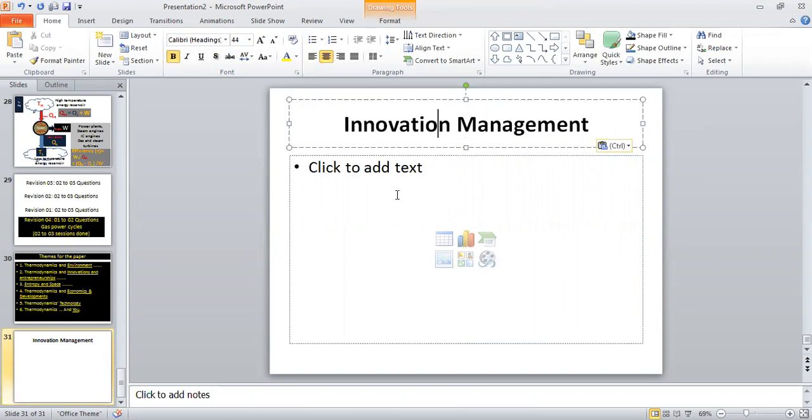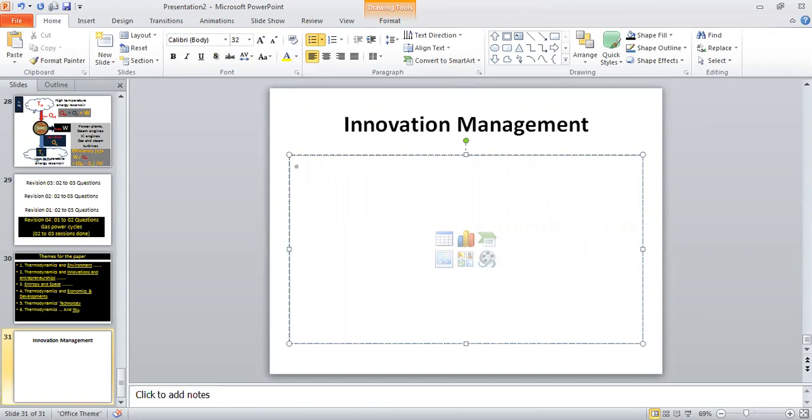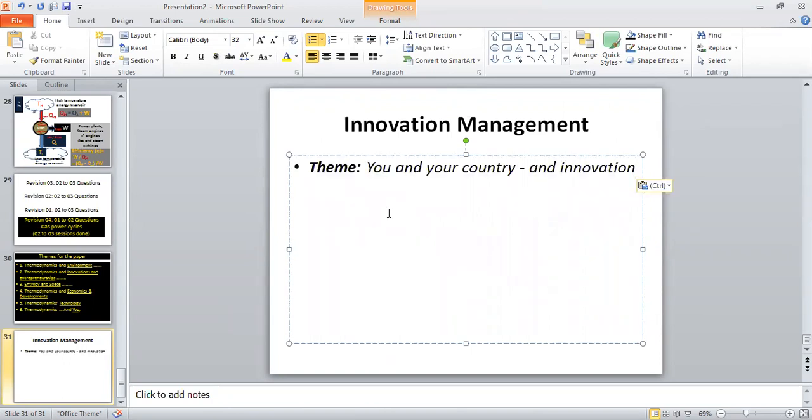So for this paper I set a theme. It is okay to share with you, no issues. These are the themes. This is for your interest I'm sharing. One theme: you and your country and innovation. Quite interesting, eh?